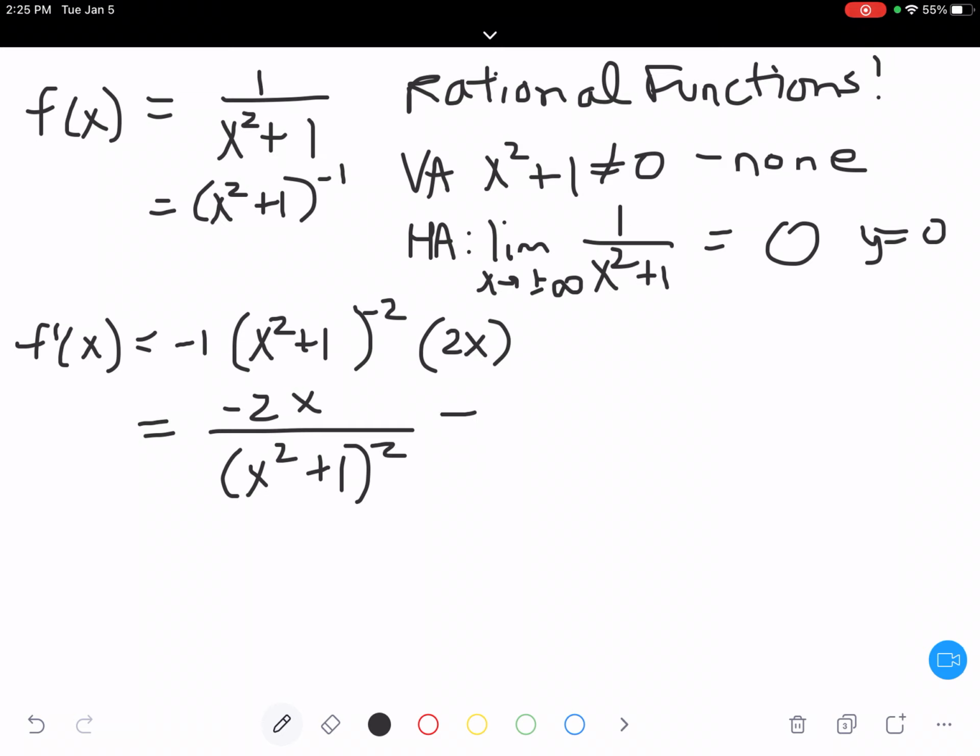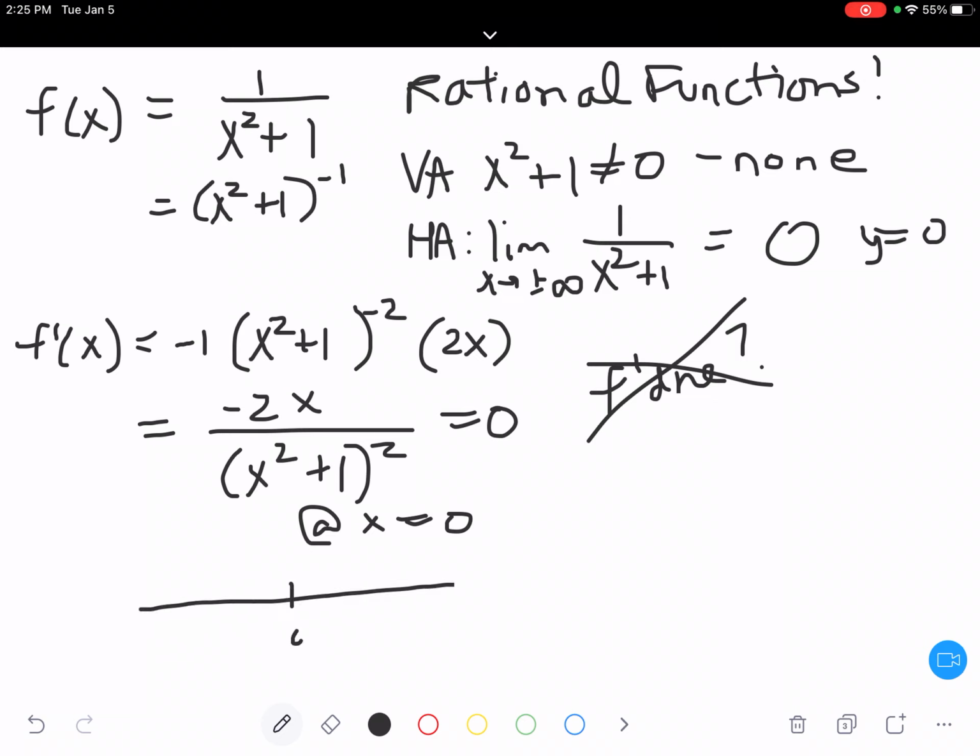Okay, if I set this equal to 0, it's happening when the numerator is 0, so at x equals 0. A little quick check, especially for rational functions, f prime does not exist. There's no situations where that's possible because my denominator can't be 0. All right, so I'm going to make a sign chart for f prime with just the one critical point on it.